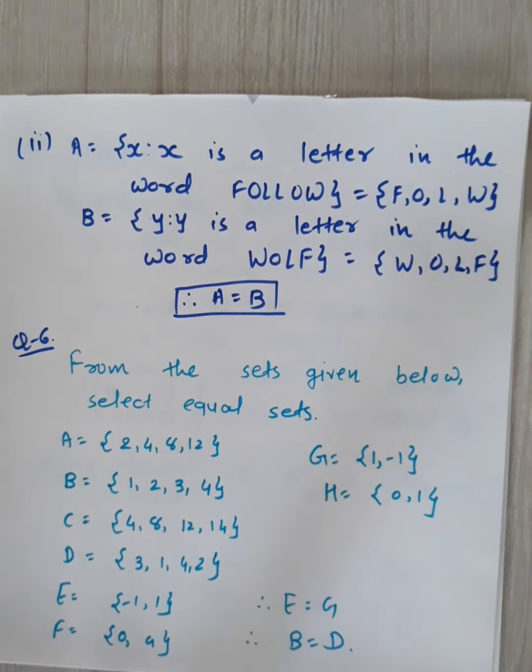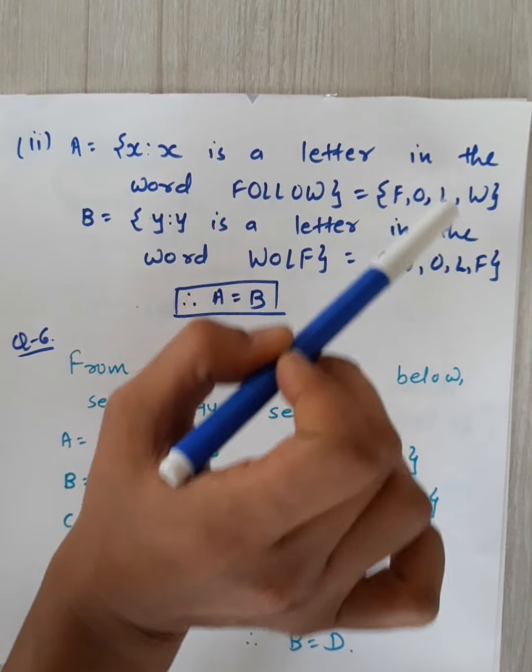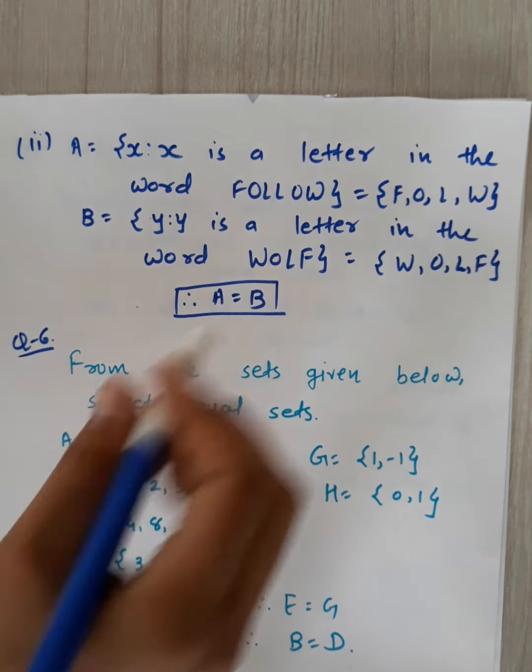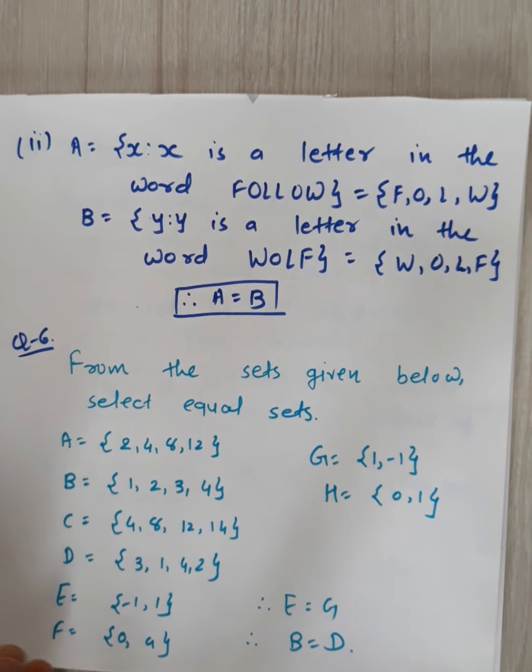Now compare it. F is there? Yes. O? Yes. L? Yes. W? Yes. Order doesn't matter. I told you that order doesn't matter. Order is not significant and repeated elements are also not important. But the important thing is that all the elements of A must be present in B and all the elements of B must be present in A. Compulsorily, there should be exactly the same elements in both sets. Order is not important. Therefore, we can say that A is equal to B.